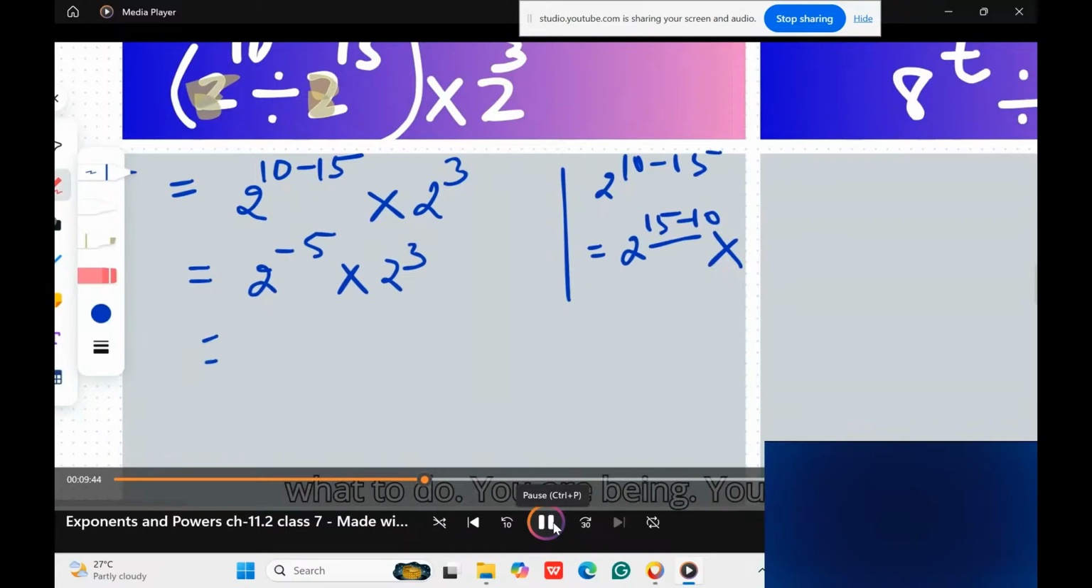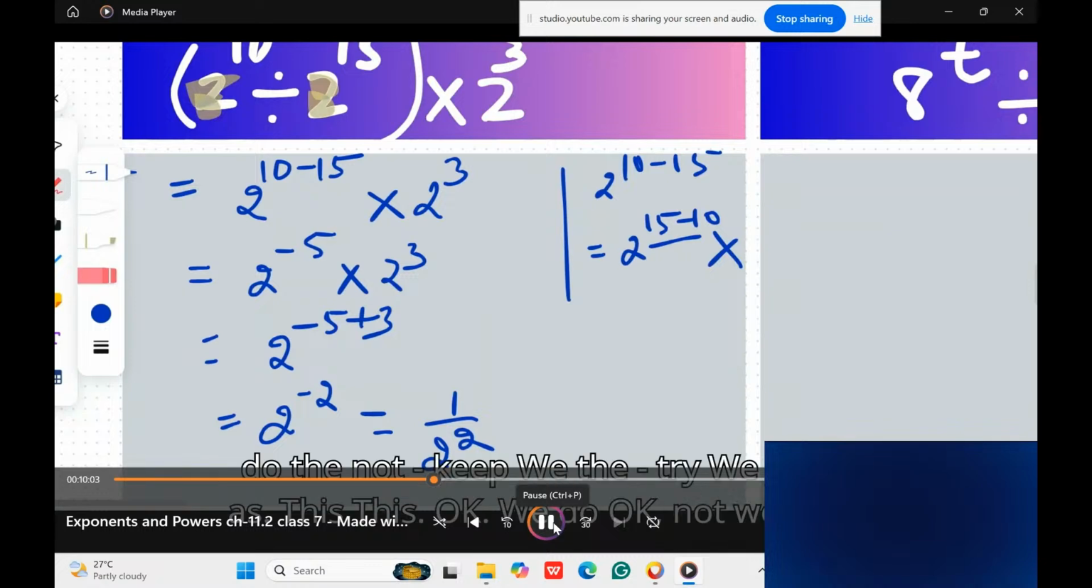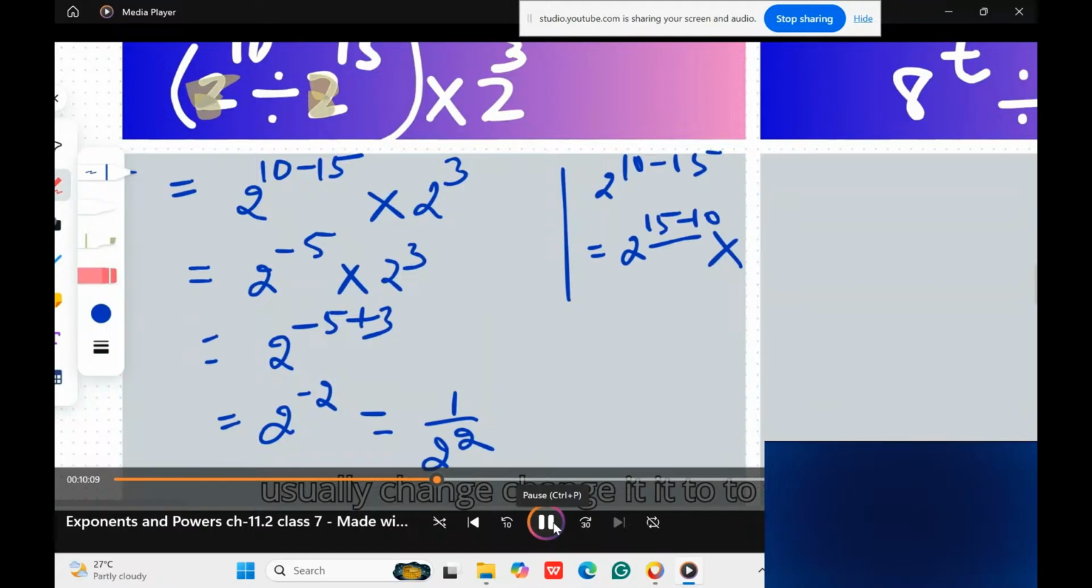Now you know what to do. You are multiplying the exponents and then the powers will get added. So here it will be minus 2. And you know what happens when you have a negative sign in the exponent, in the power? That is written as this. Okay? We do not keep the minus sign. We try to avoid the minus sign in the exponents. We usually change it to this, as shown in this answer.